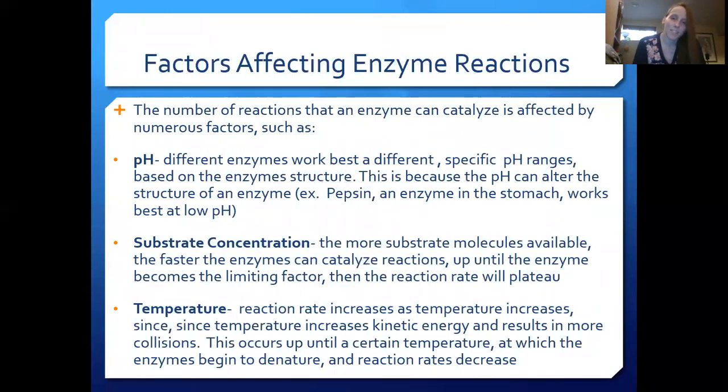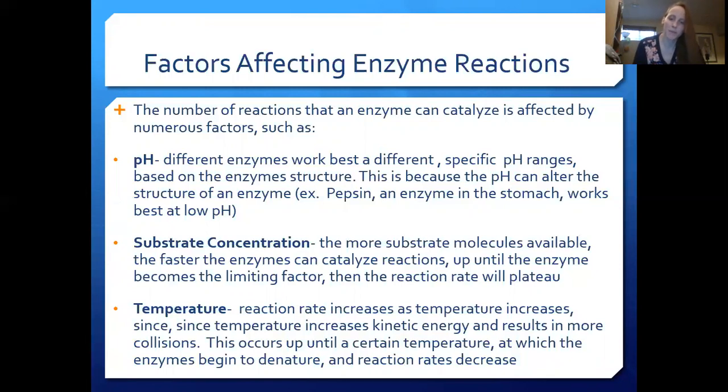There are a bunch of different factors that will affect how well these enzyme reactions actually work. pH is one of them. Different enzymes work best at different pHs. Most enzymes have a specific ideal pH. And if they get outside of that pH range, the enzyme will essentially denature and stop working. So pH can alter the structure of the enzyme, causing it to change its shape or denature.